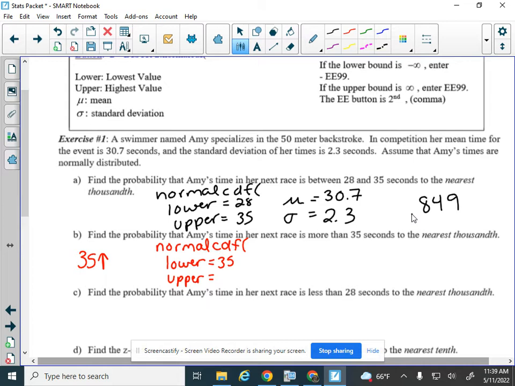So a way to type in positive infinity or about positive infinity on your calculator, you can't actually get to infinity. We're going to type something called E99 and we'll see that. So when we're going greater, we're basically saying from the smaller number up to positive infinity. Our mean, this is the same question, so our mean is still 30.7 and our standard deviation is still 2.3. So we'll go enter that in the calculator now.